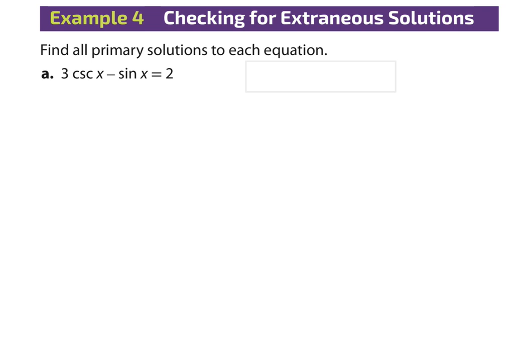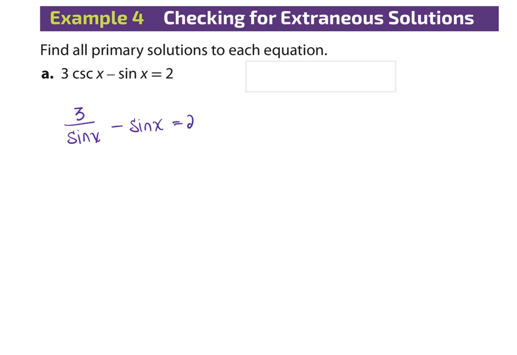So cosecant and sine are similar, but not the same. All right. So when they're close, you can rewrite it and it's going to work out. So if I were to rewrite cosecant, what am I going to write that as? 1 over sine. So I can actually write this as 3 over sine.